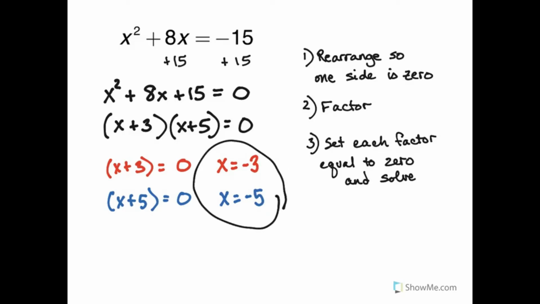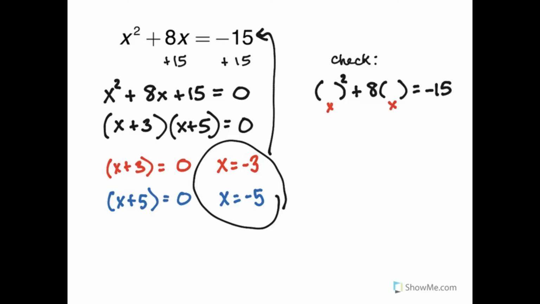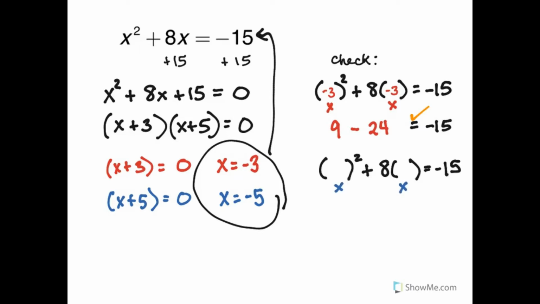These are the two solutions of the original quadratic. Let's try them and see how they work. If I try the first solution, negative 3, in the equation, I have negative 3 squared plus 8 times negative 3. That gives me 9 minus 24. And the question is, is that equal to negative 15? Well, in fact, it is. Hooray! It works.